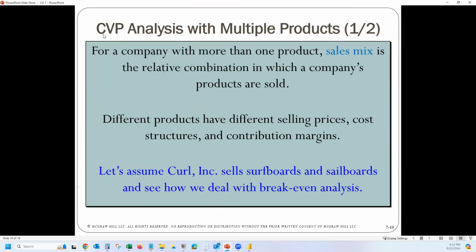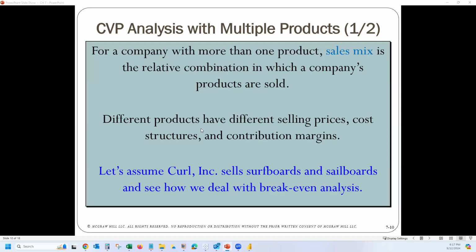Now, let's look at multiple products. So the method we have talked about so far basically focuses on a single product. In some cases, the company could be producing multiple products. What that means is it has a better chance of breaking even earlier than with a single product, because each of these products they sell will have a different level of contribution margin. So that is the example we're going to look at now, what we call a sales mix.